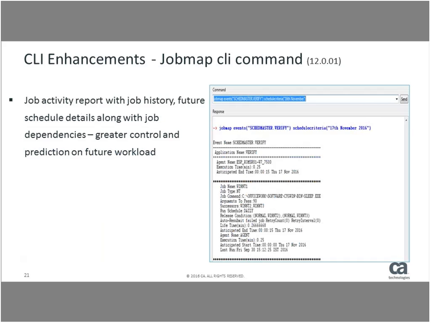Another important enhancement added to the 12.01 release was the job map CLI command. With the CLI command, you can now run activity reports wherein you can specify events and a scheduled time, and it will tell you the jobs that are scheduled to run at that time and the history of those jobs from a previous run also. This gives you better control and predictability over your future workloads.